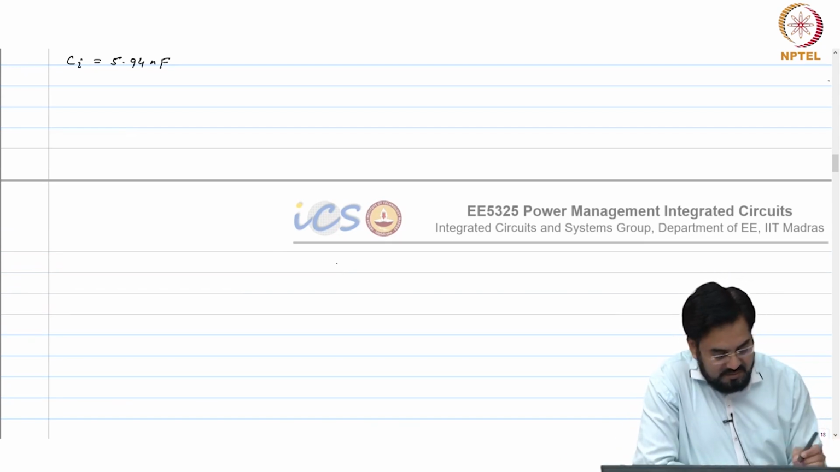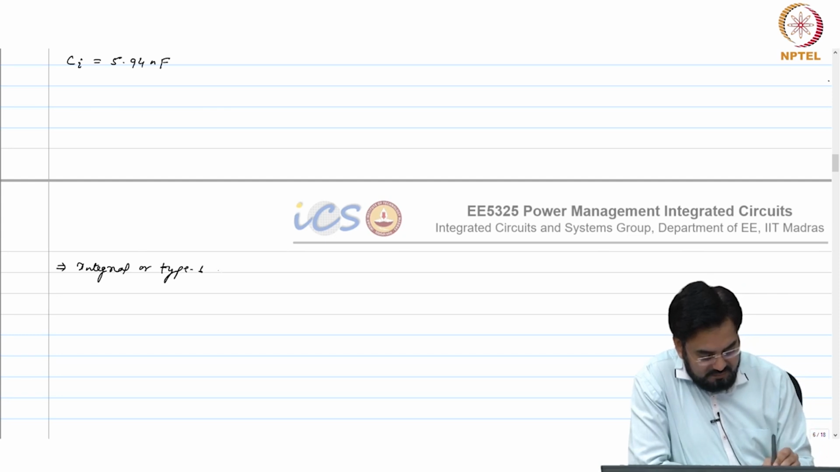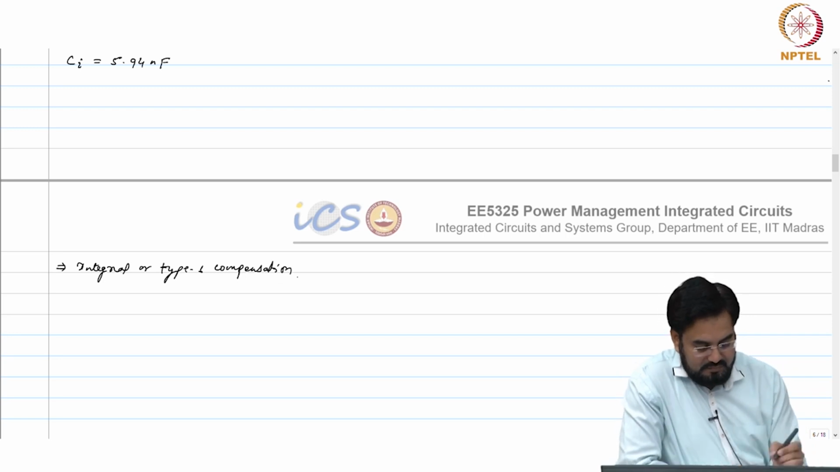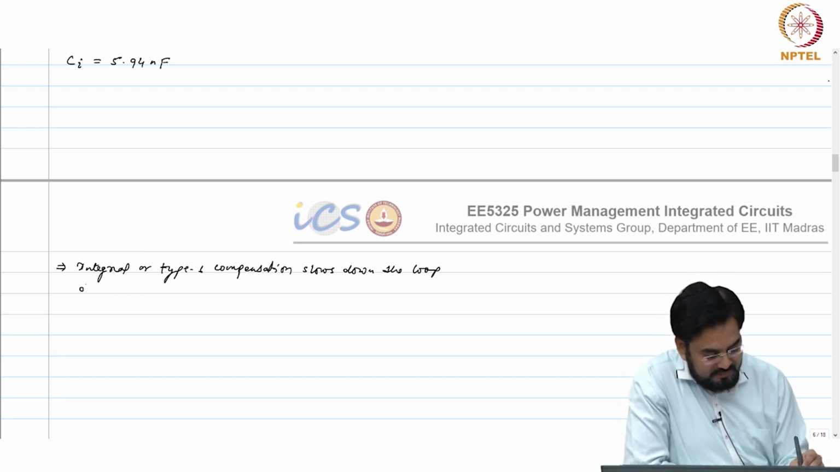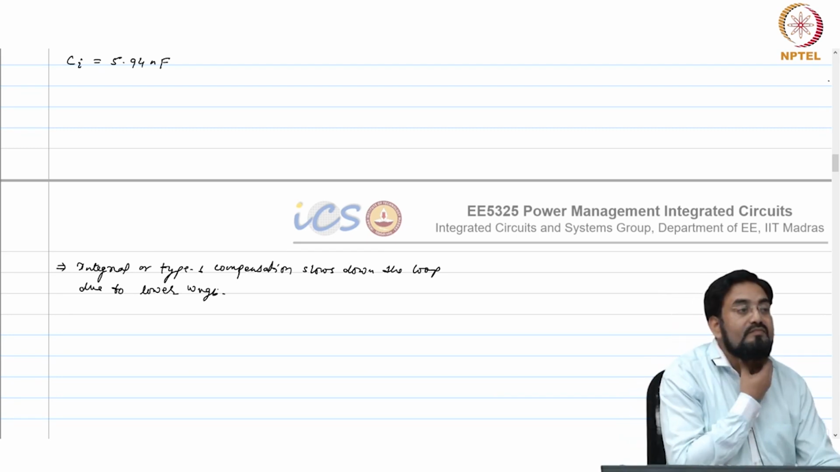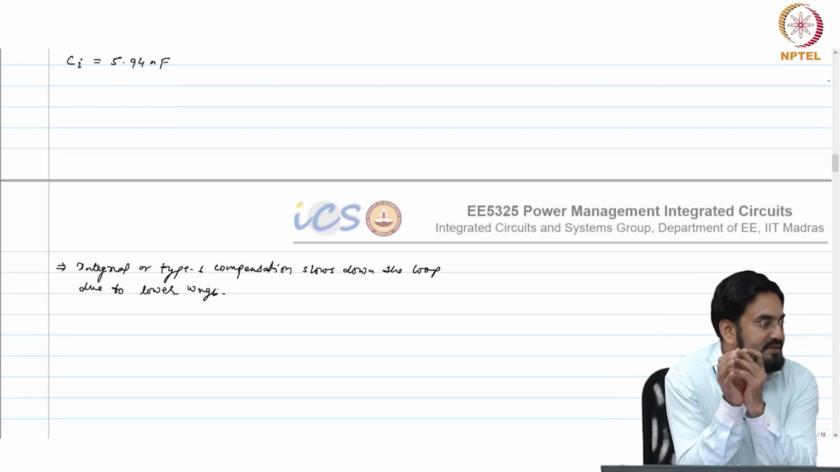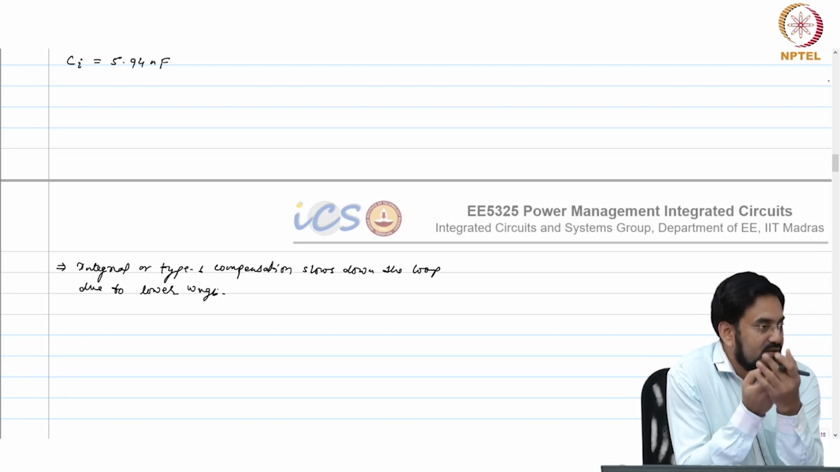So to summarize, integral or type 1 compensation, because you don't have any option here, you have to push your LC pole outside your UGB and you want to have enough gain margin, so you have to kill the bandwidth, otherwise there is no option.